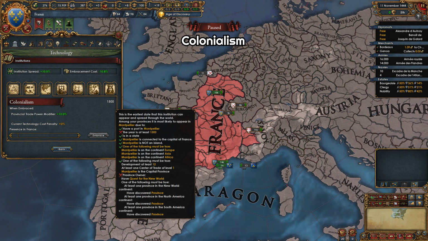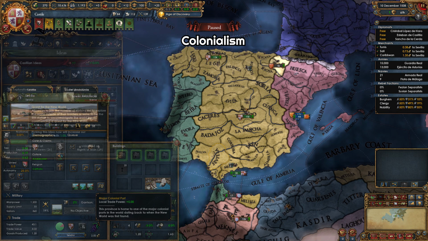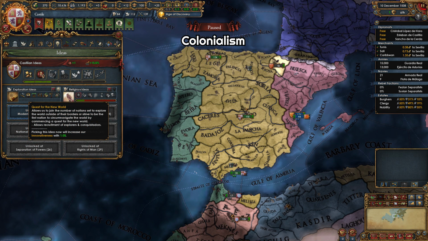The next institution is colonialism. Colonialism can spawn anytime after the year 1500. The province needs to be in Europe, Asia, or Africa, so it cannot spawn in the New World or Oceania. The province needs to be a coastal province in a state, but not an island. The province also needs to be either in the capital area, or have at least 12 development, or have a coastal center of trade. You also need to have the first exploration idea, quest for the New World, and you need to discover a land province in the New World, that is either in North or South American continents.